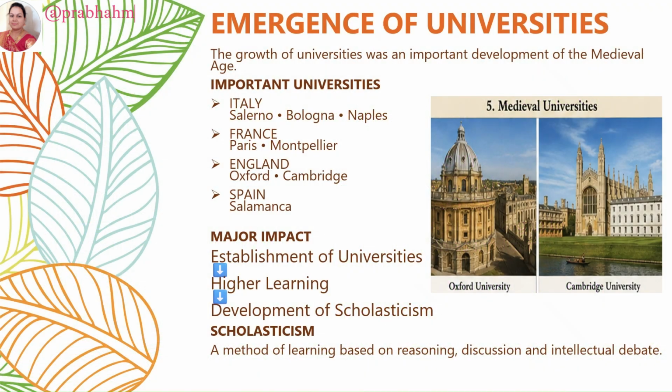One of the most important developments of the medieval period was the emergence of universities. Important universities were established in Italy, France, England and Spain. Oxford and Cambridge were important universities in England. Bologna, Salerno and Naples were in Italy. Paris and Montpellier were in France, while Salamanca was in Spain. The establishment of universities encouraged the development of scholasticism, which involved learning through reasoning, discussion and debate.